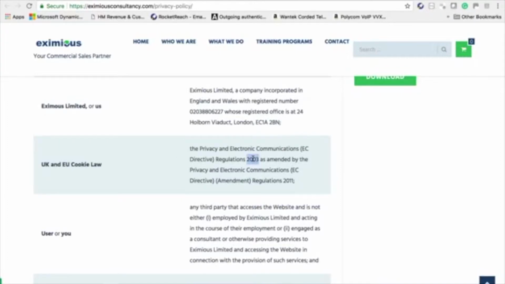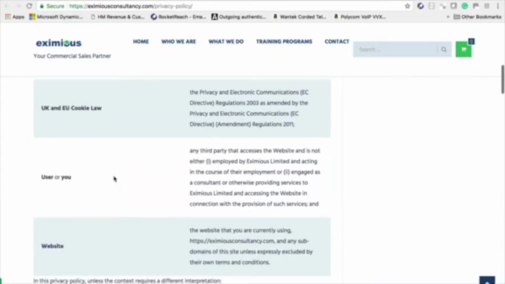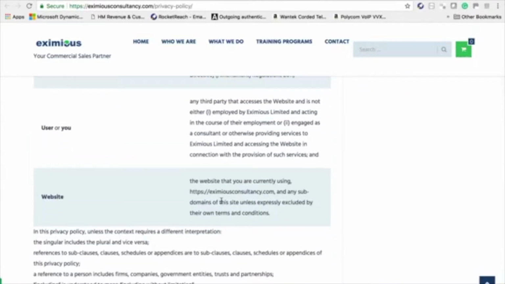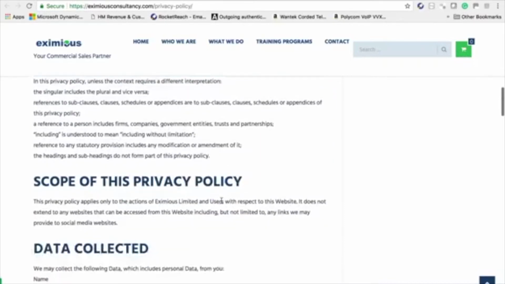Again, like I said, this has been around for a while, but the ICO have not been in the greatest place to manage it. The Electronic Communication Directive came into play in 2011, but they're still not fining people about this because it's hard for them to manage it. Stuff like asking third parties, the website itself and the entity it holds, and then the scope of that privacy.